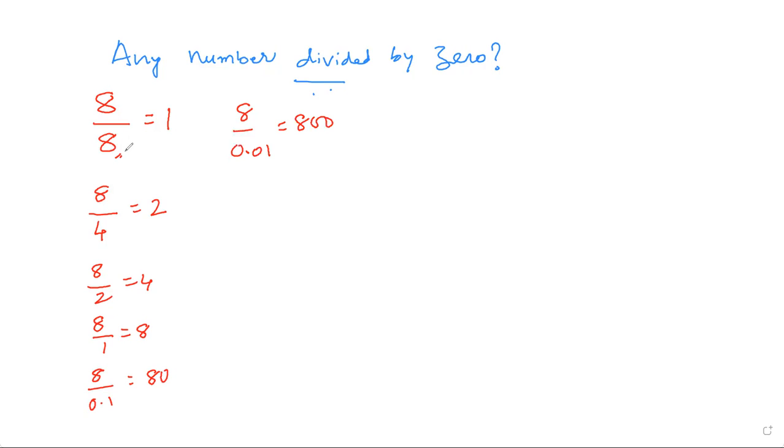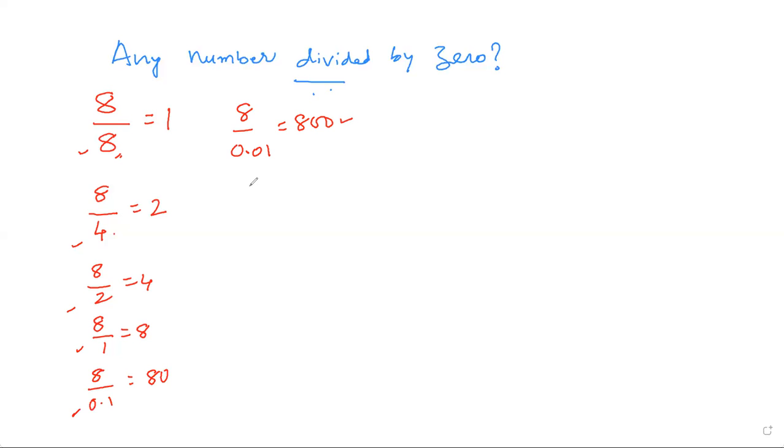You can notice if my denominator goes on decreasing and decreasing and decreasing, my value here is increasing, correct? If it is 8 by 8, my denominator is 8, it is 1. Whereas when my denominator is 0.01, I got 800. We can observe that if I go on dividing any number by lesser and lesser denominators, my value goes on increasing and increasing.